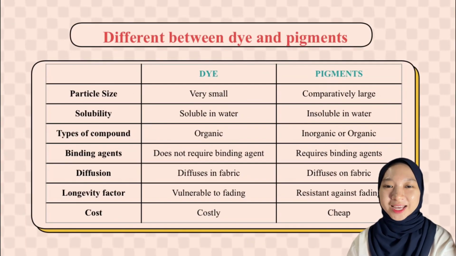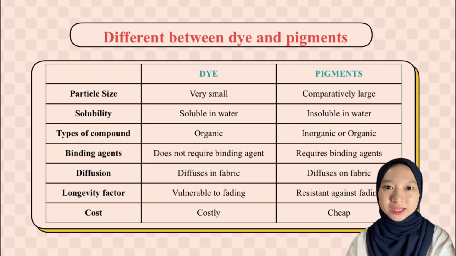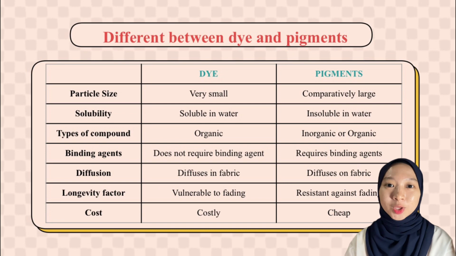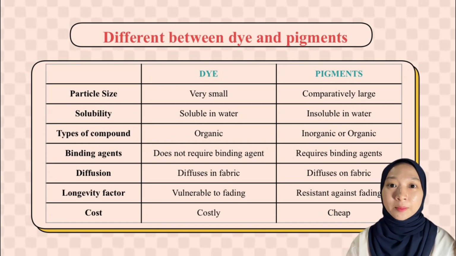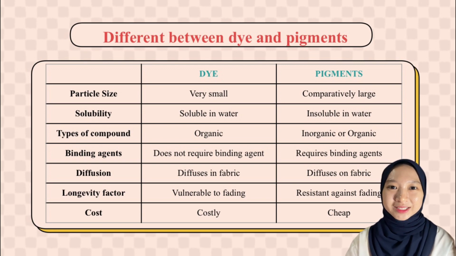Difference between dyes and pigment. Dye particles are very small, while pigment particles are comparatively large. Dye particles are much smaller than pigment particles. Hence, dyes can be affected by UV, whereas pigments are more stable when it comes to UV exposure. This means UV rays cannot break down pigments.